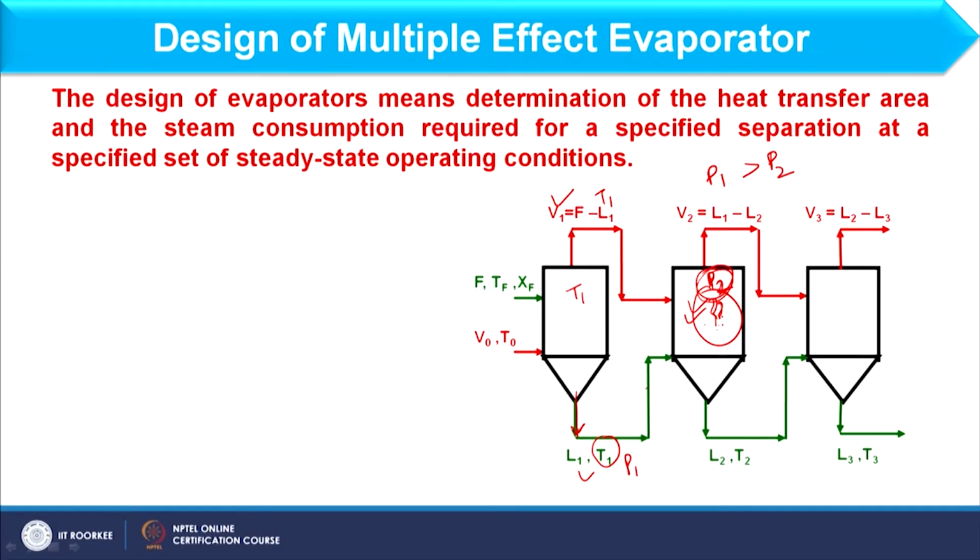As this L1 acquires temperature T2, here I am getting driving force as T1 minus T2. In a similar line, here I am getting driving force as T2 minus T3. Even though both fluids are available at the same temperature, I am still getting sufficient driving force because of the flashing action. So, this is basically what happens in forward sequence.